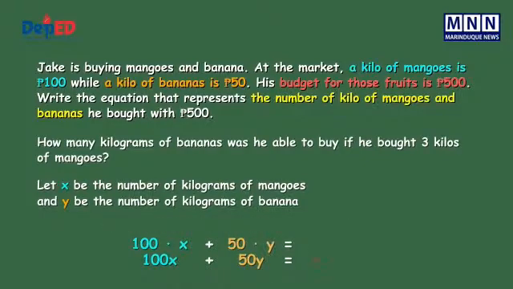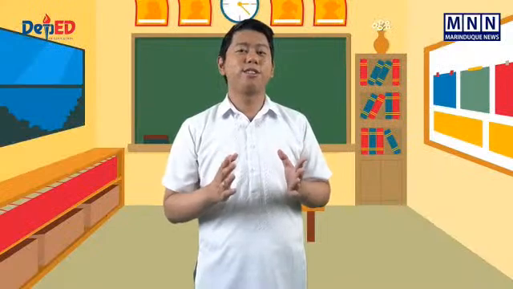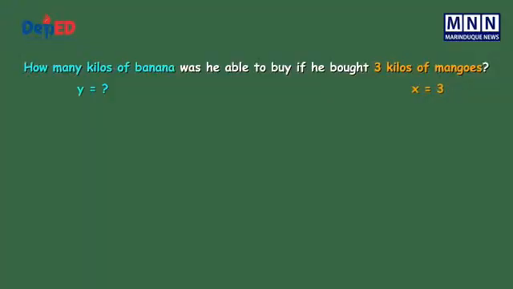Then it is equal to 500 pesos. We have a linear equation in 2 variables, and we may use the equation to answer the other question. In this condition, we know the number of kilos of mangoes Jake bought, or the value for x. The unknown is the number of kilos of banana bought, which is the variable y. With the help of the equation, 100x plus 50y is equal to 500.